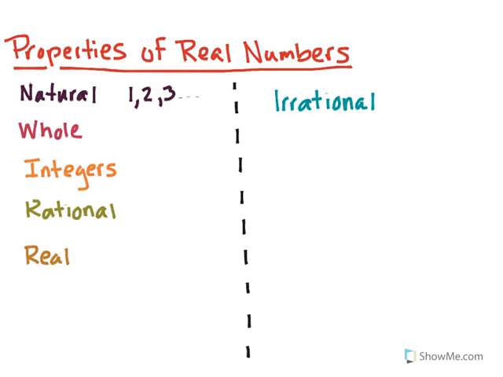Now the next kind of number are whole numbers. So there's not a lot of difference between natural and whole numbers, except that whole numbers also include all of the natural numbers as well as 0. So it's going to look like this.